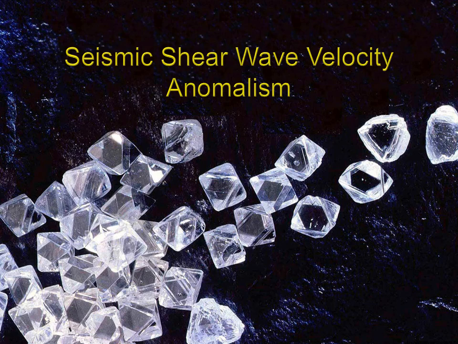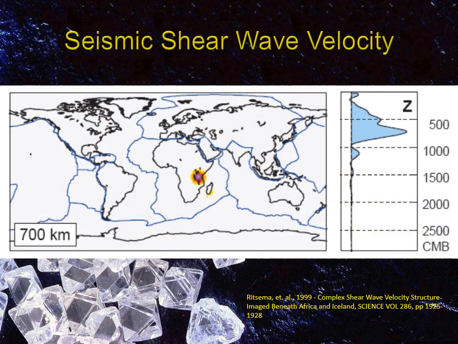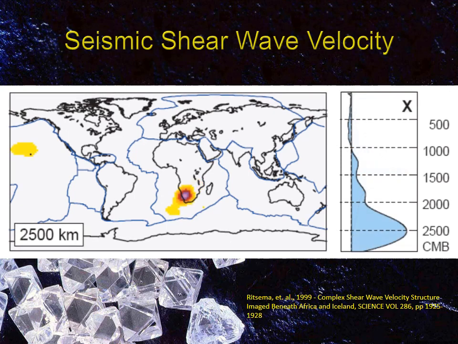Seismic shear wave velocity anomalies in South Africa. Seismic shear wave velocity is also a measure of temperature. The slower the velocity, the hotter the rocks. The X-site is proximal to the core mantle boundary and the hottest part of this plume. The next few slides will show the Z, Y, X surface locations from the plumes in the mantle. The Y location originating at a depth of 1,500 kilometers, and the X location originating from a depth of 2,500 kilometers near the core mantle boundary.